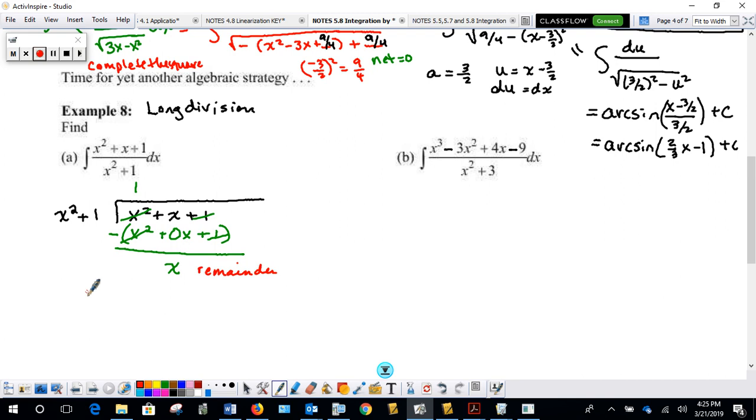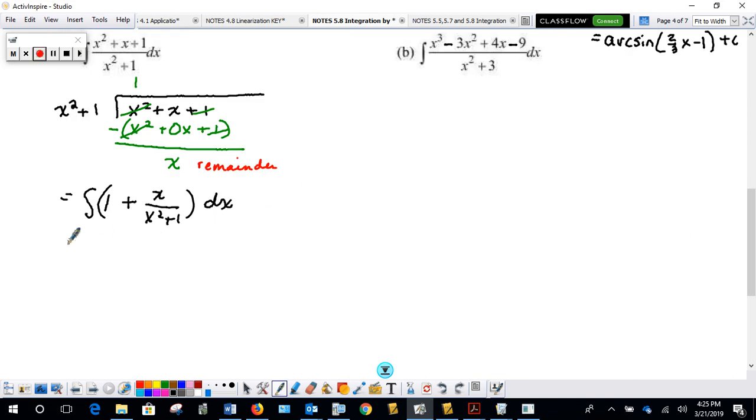So I can rewrite, and this is a little review from Algebra 2. If you don't remember this, I'll let you go review long division. This fraction can be rewritten as the whole part, 1, plus the fractional part, your remainder, divided by x squared plus 1, and then of course your dx. Now when I split this, I can do this as the antiderivative of 1 dx plus the antiderivative of x over x squared plus 1 dx. And now I have a log rule.